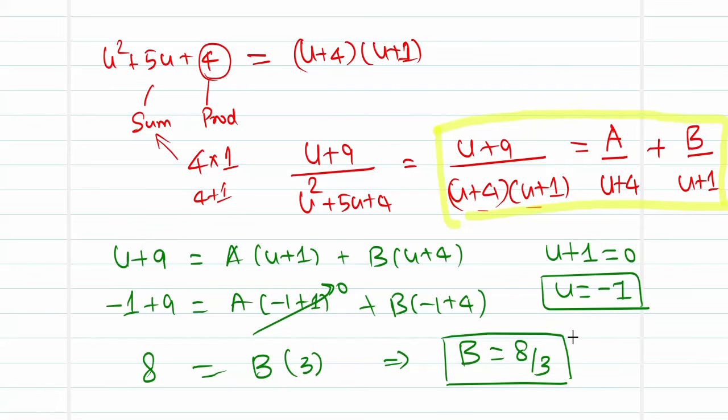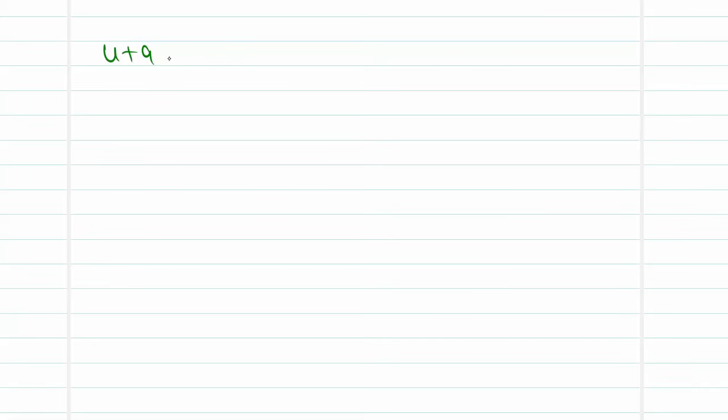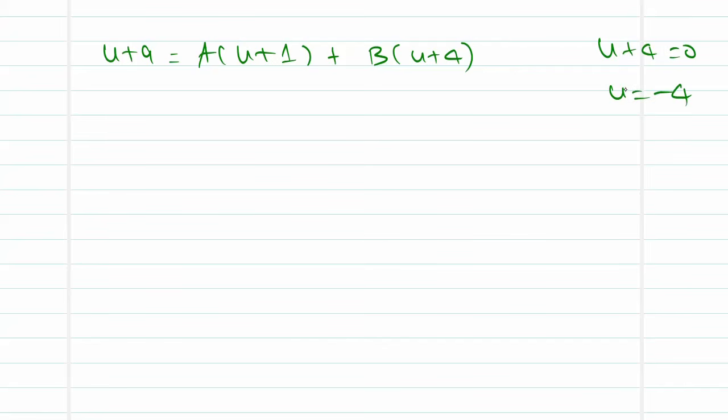Now the next thing is to get the value for a. So what is going to be the second factor? My second factor is u plus 4. So what do I do? u plus 9 is equal to a times u plus 1 plus b times u plus 4. You equate the second factor to 0. So I have u to be equal to minus 4. Substitute u as minus 4 in both the sides.